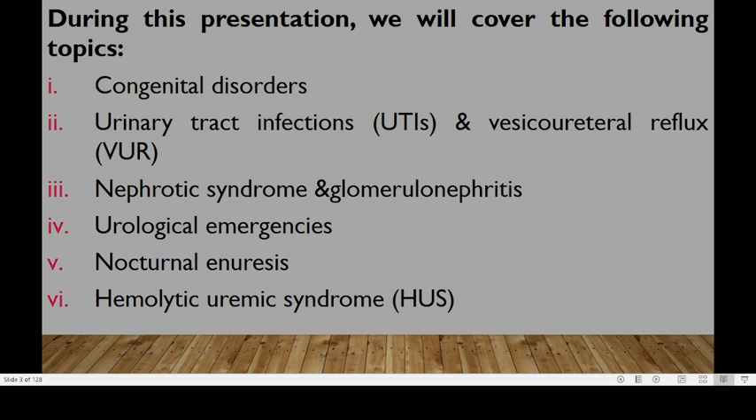So ladies and gents, during our presentation today, we are going to look at several disorders and we have classified them into 6 categories. We have the congenital disorders, which will include conditions like hypospadias and epispadias. We're also looking at the second group of urinary tract infection and vesicoureteral reflux, nephrotic syndrome and glomerulonephritis, and urological emergencies like testicular torsion.